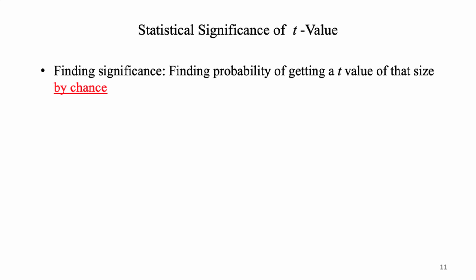Statistical significance. I alluded to this earlier. Is the difference meaningful, or is it statistically significantly different? So finding significance is finding the probability of getting a t-value of a certain size by chance. So if you have t equals 4.178, I just picked that out of the air.